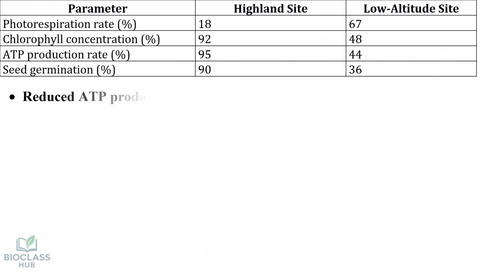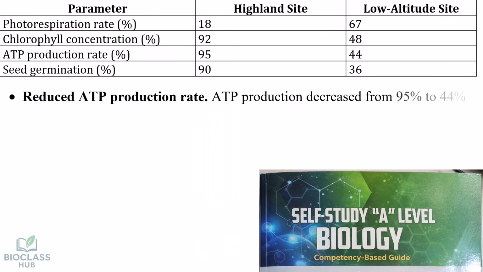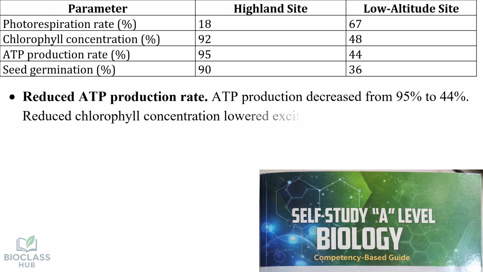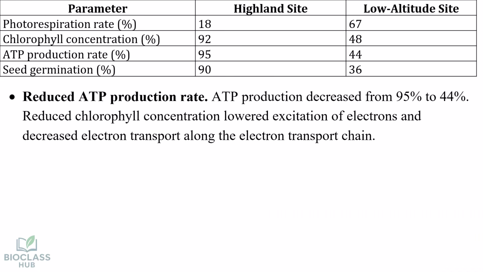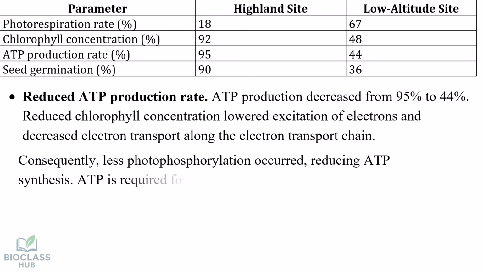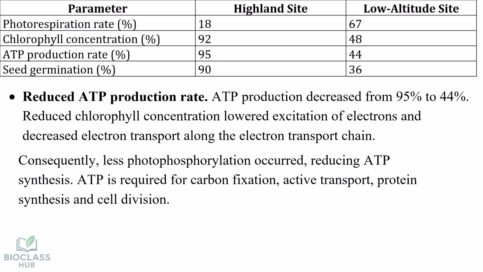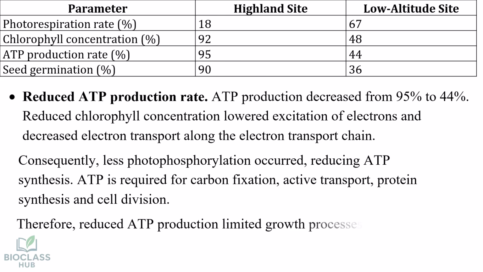Reduced ATP production rate. ATP production decreased from 95 to 44%. Reduced chlorophyll concentration lowered excitation of electrons and decreased electron transport along the electron transport chain. Consequently, less photophosphorylation occurred, reducing ATP synthesis. ATP is required for carbon fixation, active transport, protein synthesis, and cell division. Therefore, reduced ATP production limited growth processes, leading to poor crop growth.